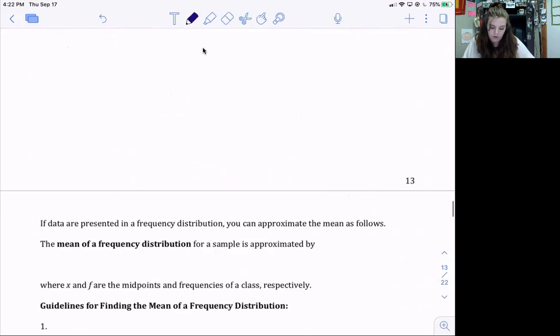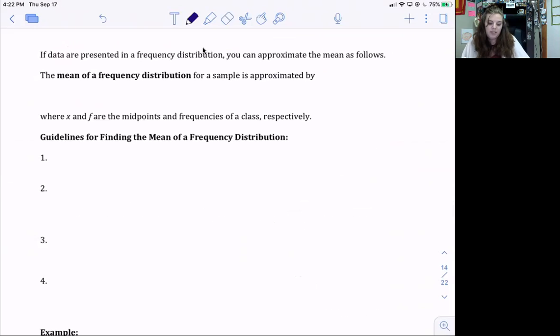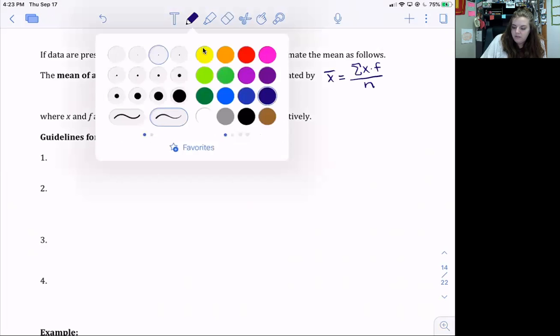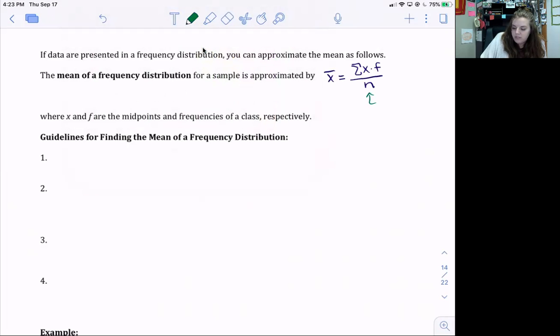Okay, so now we're going to go through the steps of finding the mean of a frequency distribution. And then we'll do the example of this together in class. The mean of a frequency distribution for a sample is approximated by our formula: sample mean, X bar, equals the summation of X times F divided by N, where X and F are the midpoints and the frequencies of a class respectively. And remember N is our sample size.